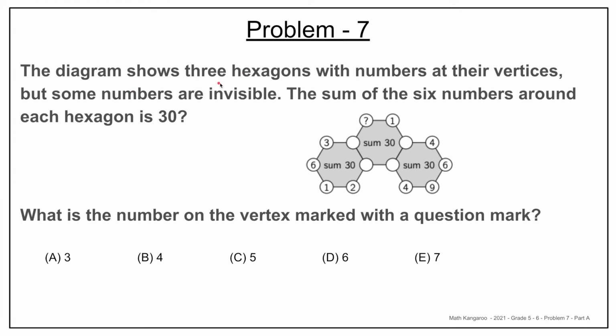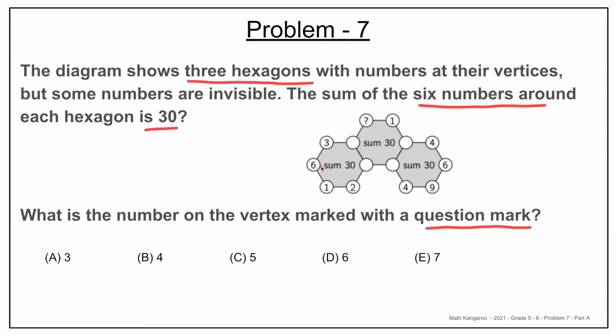Problem 7. The diagram shows 3 hexagons with numbers at their vertices, but some numbers are invisible. The sum of the 6 numbers around each hexagon is 30. What is the number on the vertex marked with a question mark? So we have to find out the number on this question mark. These are our options. So we know the sum of all these numbers on the hexagon is 30.